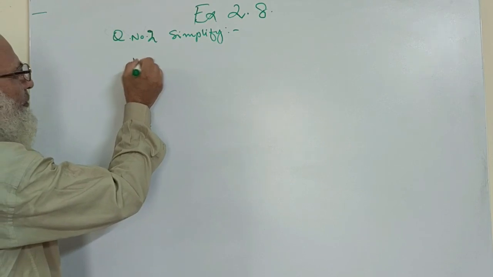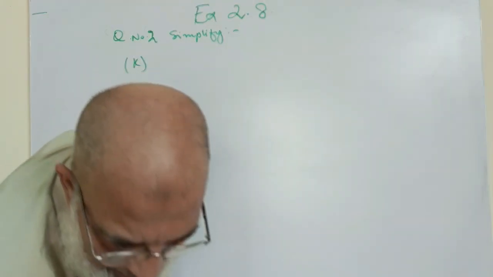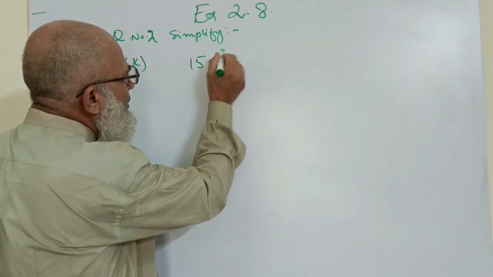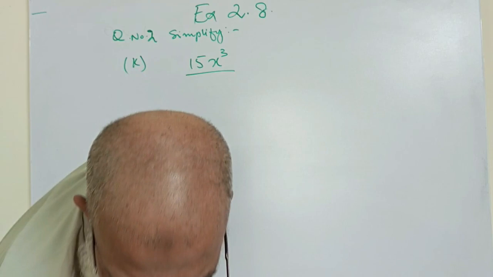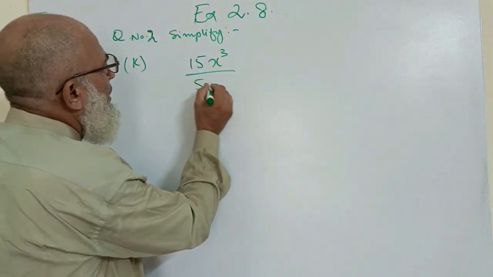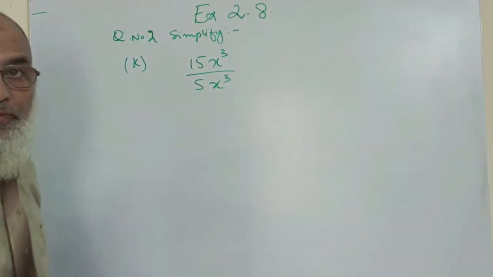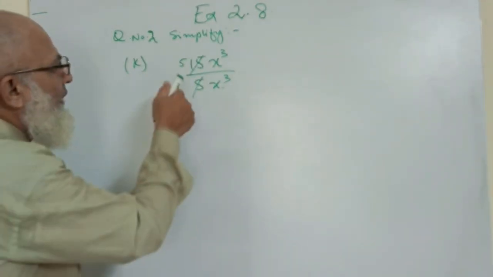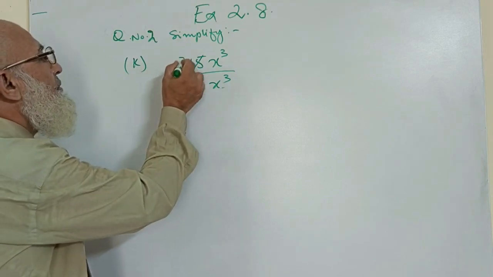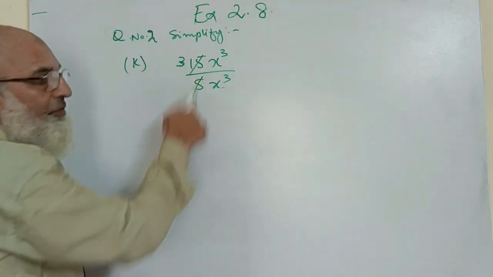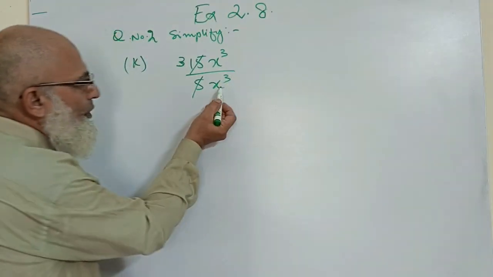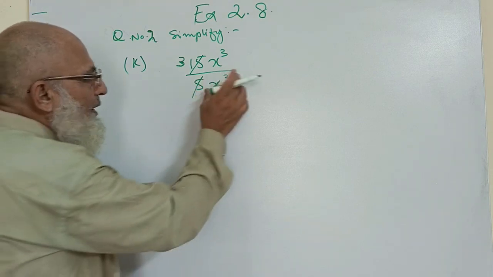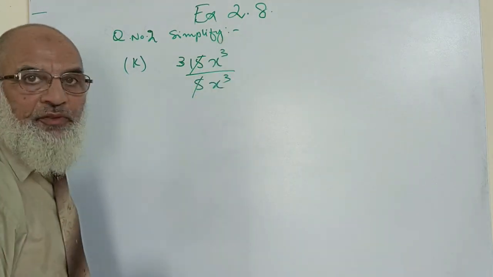Question number 2, part K, and that is 15x cube divided by 5x cube. Very, very simple question. Cancel the coefficients: 5 threes are 15. And now you see that here it is x cube, here it is x cube. All the powers will cancel with this.